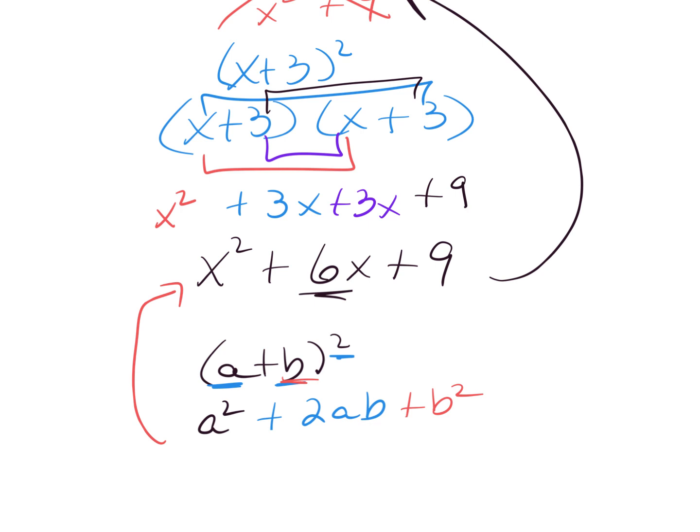My advice to you is you're better off not memorizing the pattern. Just write the binomial twice and FOIL it. It's the best thing to do. I see too many times students try to memorize the pattern and then they get confused. So let's try some examples.